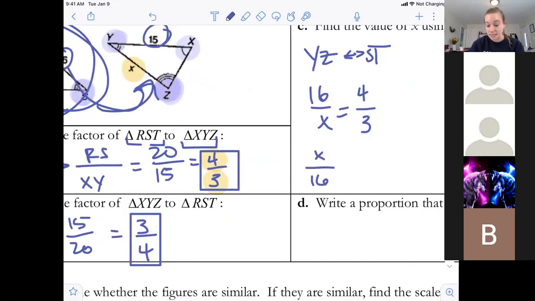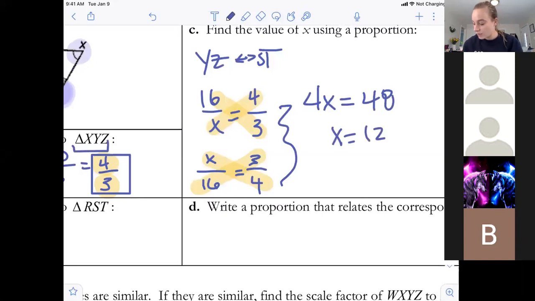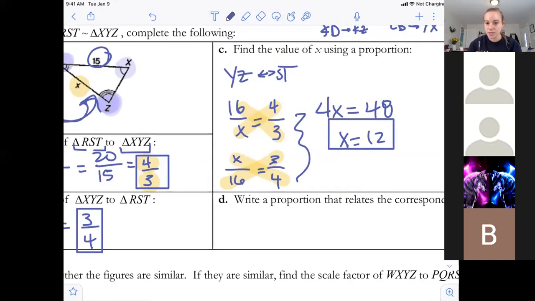I said a minute ago, you could write it either way. You could have written x over 16, but then we would just need the 3 to go on top. It doesn't matter because I'm eventually still going to multiply x and 4 together, and I'm going to multiply 3 and 16 together. So either way you do it, you're going to get the same equation. 4x equals 16 times 3. 16 times 3 is 48. And so 48 divided by 4 is going to equal 12. Any questions on that one?